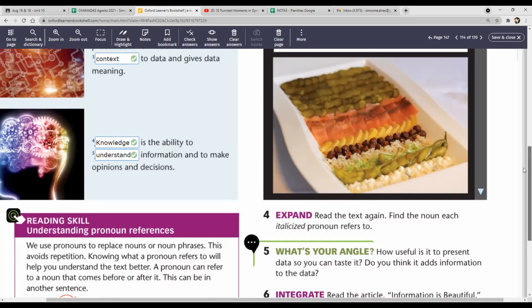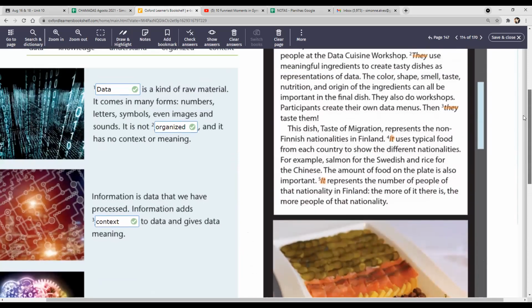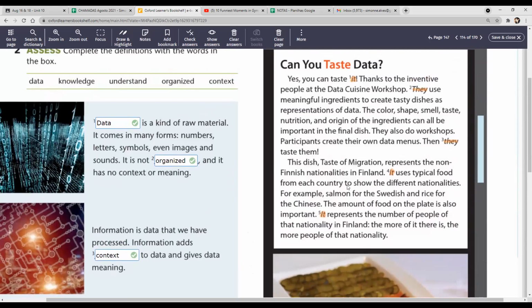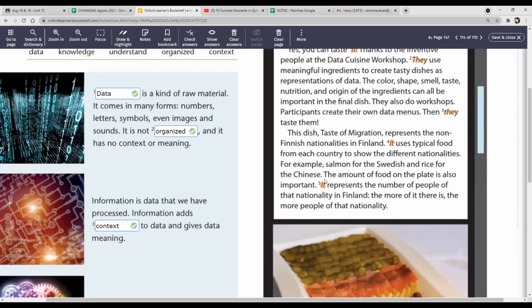So we just finished, all right, people, the ones who arrived now, we just finished. We found the pronouns and we saw the nouns they refer to, okay? So it refers to data. They refers to the inventive people, okay? Number 3, they refers to the participants, okay? Number 4, it refers to the dish called Taste of Migration. And number 5, finally, refers to the amount of food.